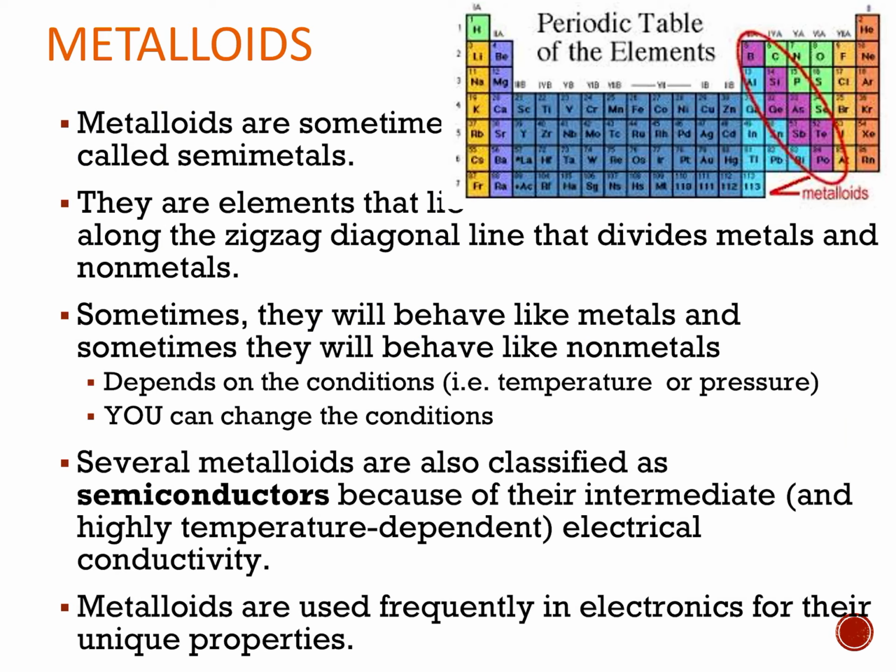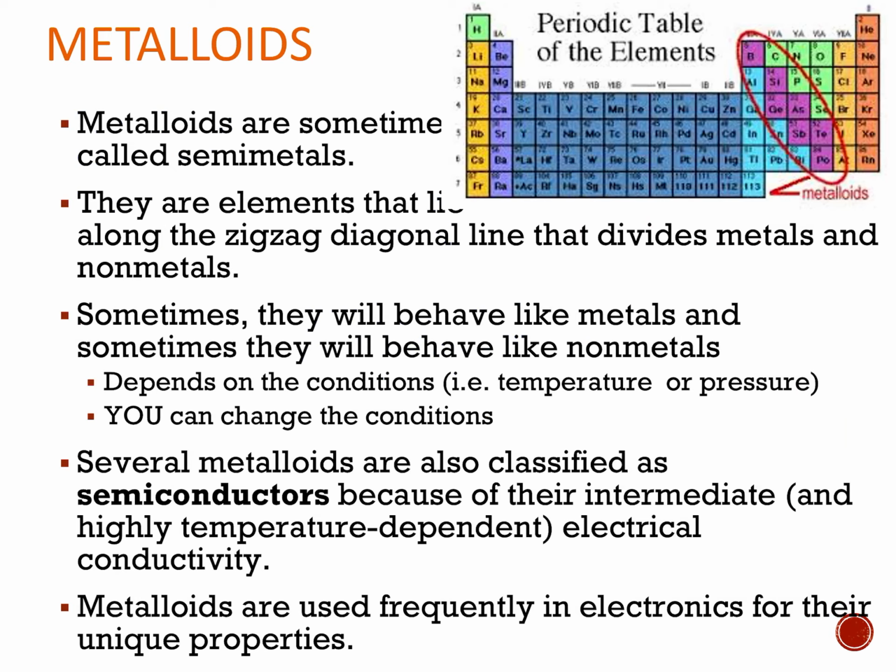There you go. Metalloids, those ones on the diagonal, you'll sometimes hear them called semimetals. Essentially, they have properties that are between metals and nonmetals, which makes sense because literally on the periodic table, they are between the metals and the nonmetals. Sometimes they behave like metals, sometimes they behave like nonmetals, and a lot of times you can actually control how they behave by changing the conditions. You can change the temperature, you can change the pressure, and by doing that, you can make them act more like a metal or more like a nonmetal.